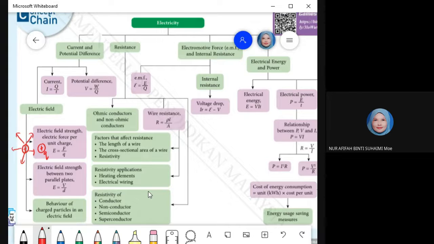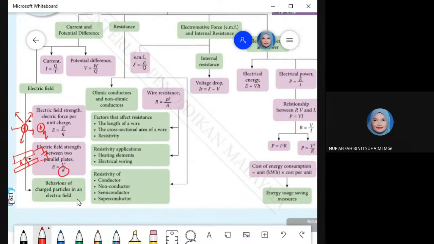And then the other one, the electric field between two parallel plates. So remember the parallel plate. This one depends on the potential difference or voltage that we supply to the plate. Okay, how much voltage the battery or power supply gives. And then d refers to the distance between the plates, the gap between the plates.